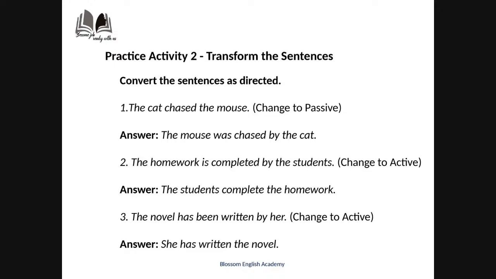So, we are supposed to change that into the passive voice. So, identify the object. Who is the object over here? The mouse is the object.